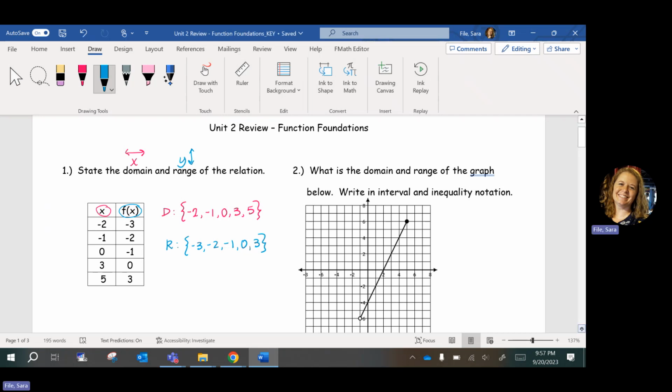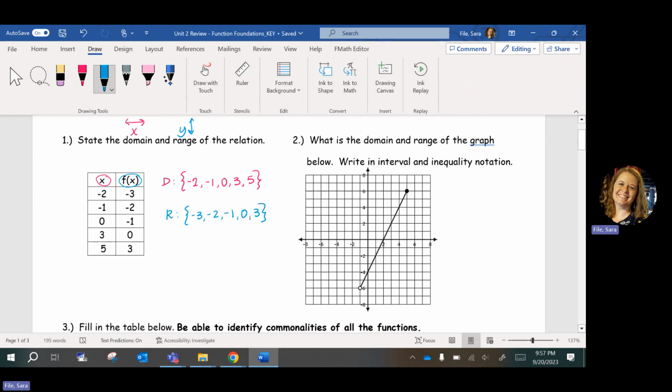In number 2, they ask for domain and range, but this time they give you a graph. So this one is a visual, not just a list of values. And this is not just a scatter plot. These points are all connected. It's a continuous interval here. So I like to mark on my x-axis, my horizontal axis, the furthest left my graph goes, right here. This is the x value. And the furthest right that my graph goes is right here on the x-axis. So that is from -1 to +5.